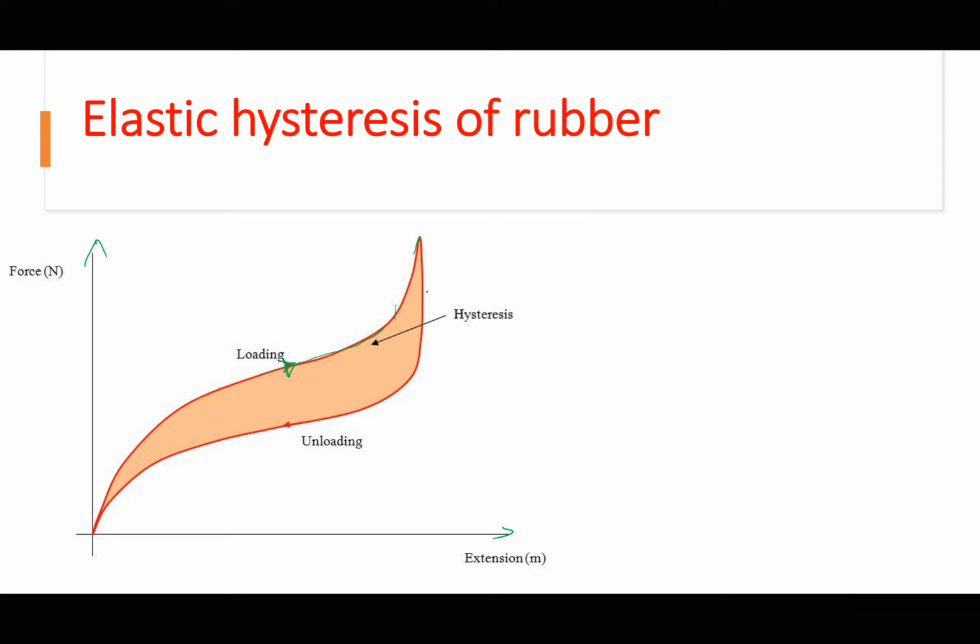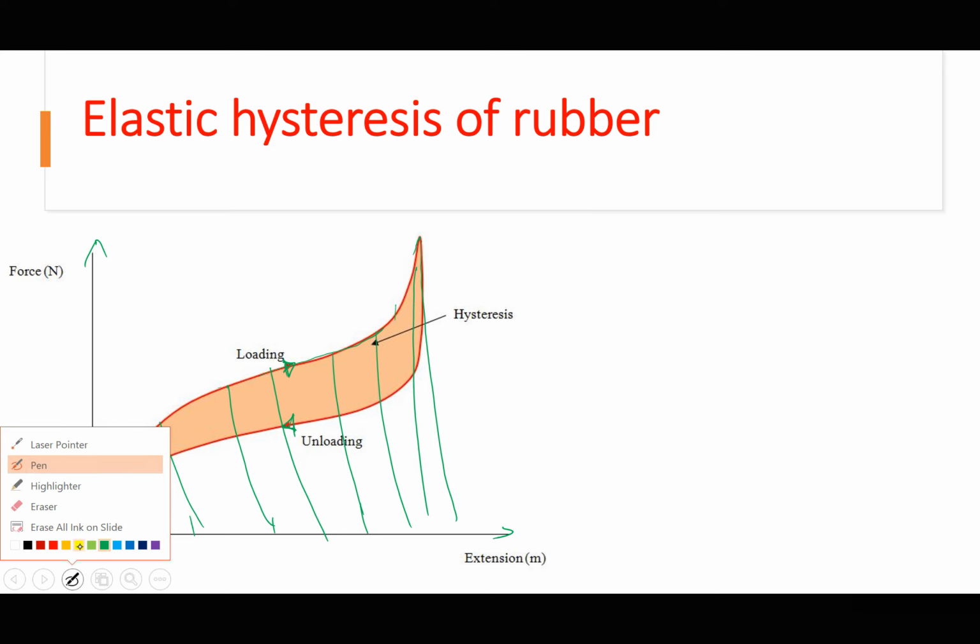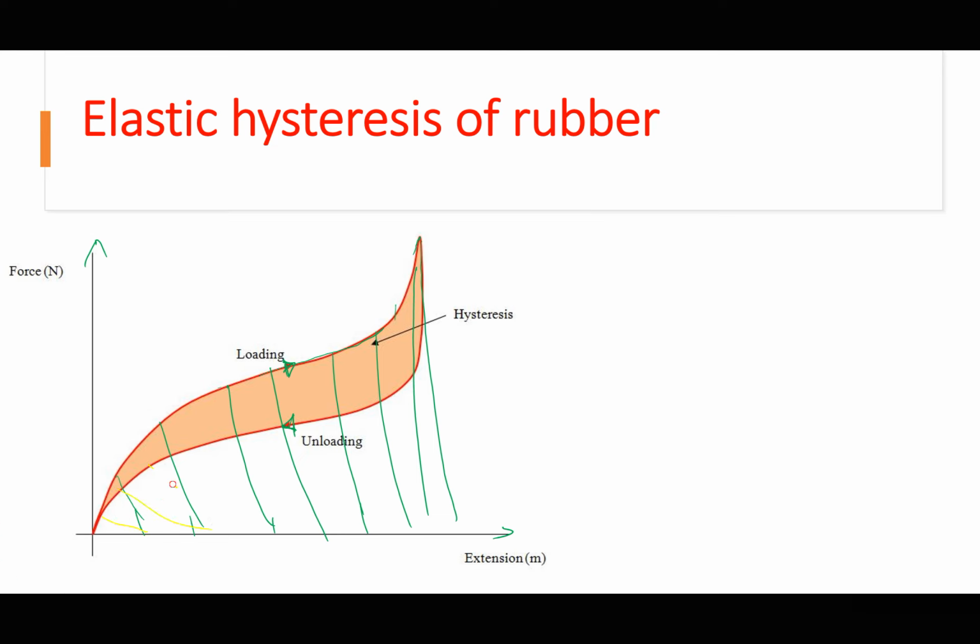But when we remove the deforming force, the rubber will jump to its original length following a different path. So the total work done in loading will be the area under this curve with the extension axis. Then the work done in unloading would be the area under the bottom curve. And we notice that the area is not the same, which means this area here, called the hysteresis region, is going to be the work done or the energy absorbed by the rubber.